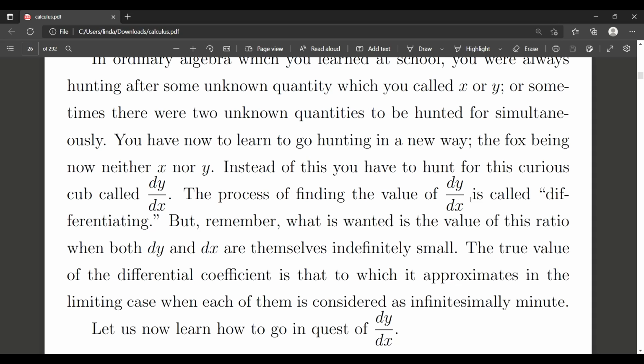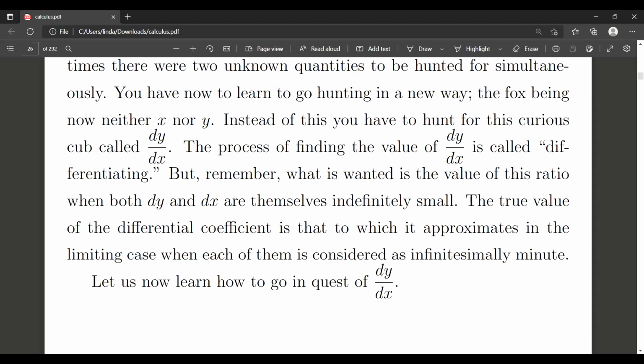But remember, what is wanted is the value of this ratio when both dy and dx are themselves indefinitely small. The true value of the differential coefficient is that to which it approximates in the limiting case when each of them is considered as infinitesimally minute. Let us now learn how to go in quest of dy by dx.